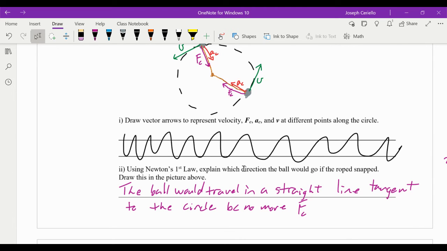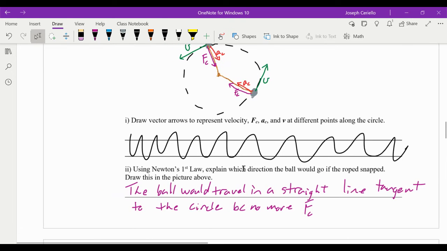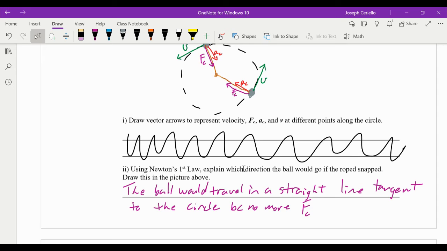Using Newton's first law, explain which direction the ball would go if the rope snapped. Draw this in the picture above. I actually drew it in a picture to the right. So the ball would travel in a straight line tangent to the circle because there is no more centripetal force keeping it in a circle.